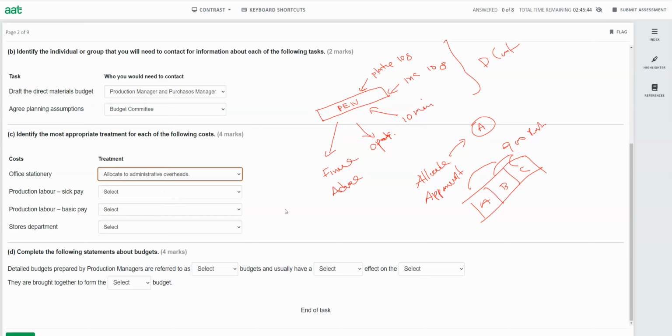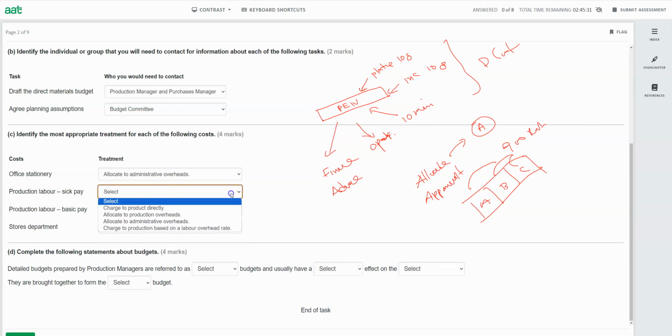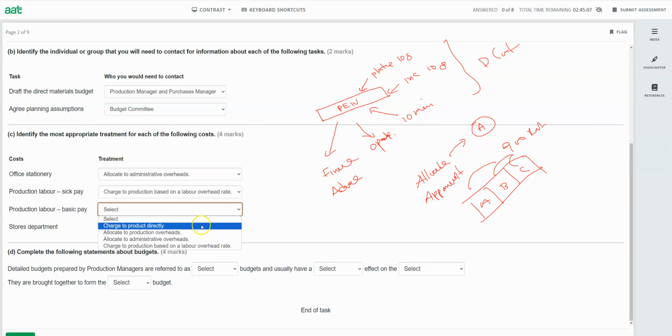Production labor, sick pay. Remember that sick pay is not the basic pay, sick pay is the overhead. Of course sick pay or idle payment or overtime premium, this sort of thing goes under the indirect cost. So you need to look at the overhead. So charge to production based on a labor overhead rate, so that also belongs to the production cost, but it will be treated as an overhead. Production labor basic pay, this is the direct pay, remember that, the people who work to make the product. So we need to say charge to production directly.